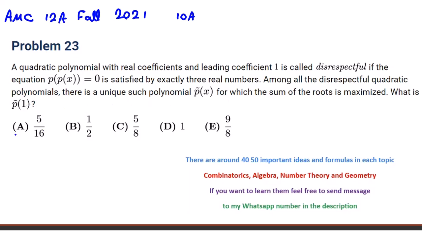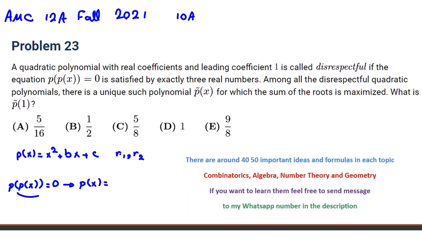Okay, so let's consider p of x. It says leading coefficient is 1, so it will be this. And then it says p of p of x equal to 0 has exactly 3 real roots. So here, if our roots are r1, r2, so if it is 0, we know p of r1 and r2 is 0. So we conclude p of x is what? Because p of something is 0, we know the roots are r1, r2. We know only p of r1, r2 is 0. So p of x equals r1 or p of x equals r2.